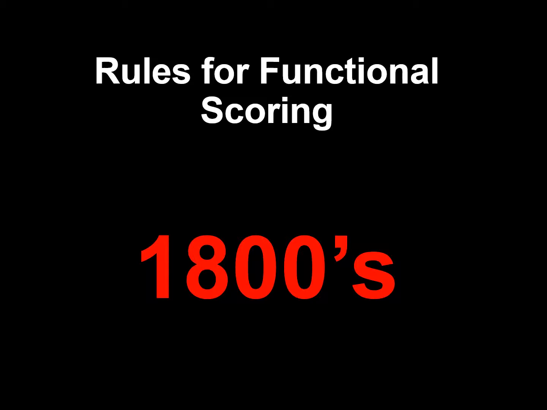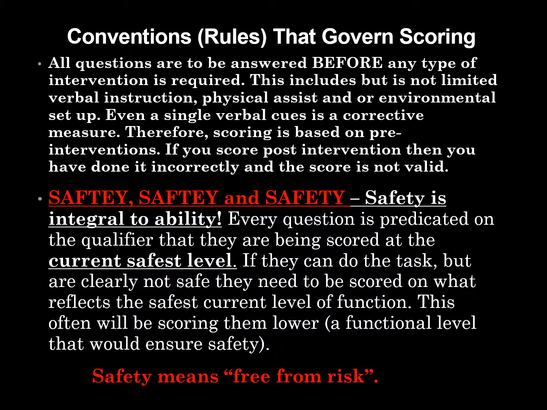So let's take a look at the rules for scoring the 1800s. So let's take a look at two of the most important rules to consider. The first one is all 1800s should be scored only before interventions.